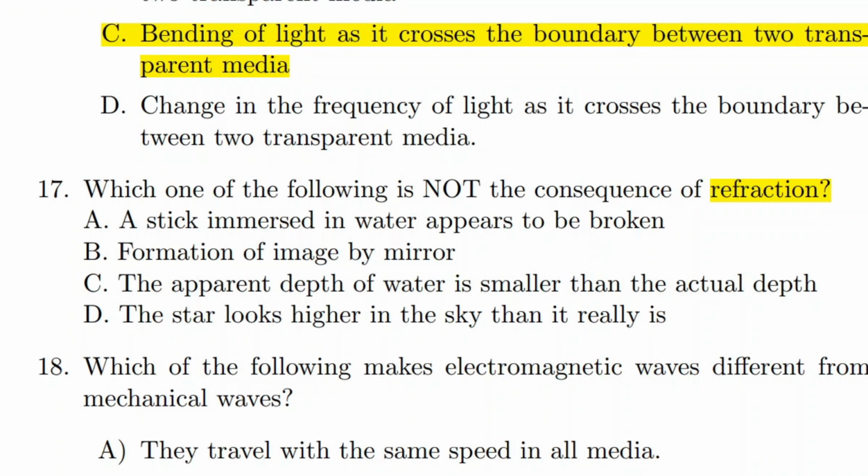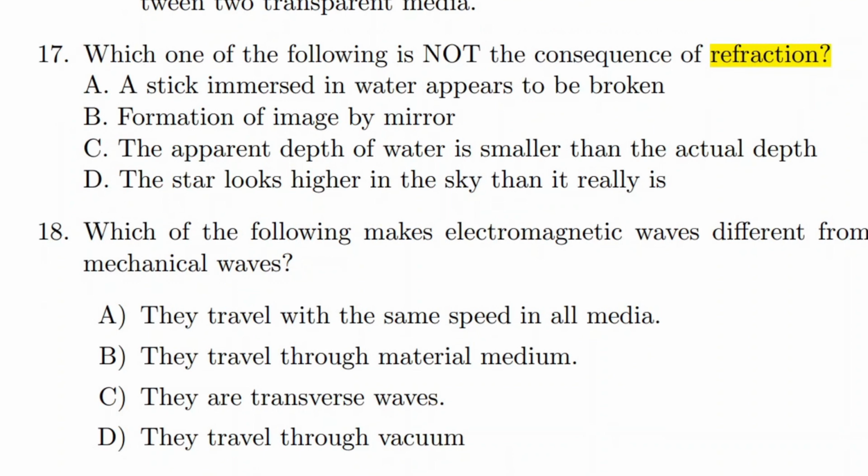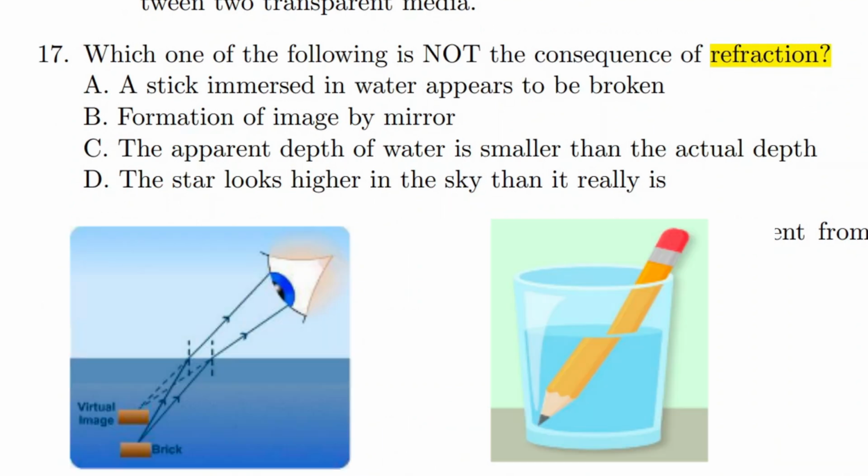Formation of image by mirror is not due to refraction, it's by the reflection of light. C says the apparent depth of water is smaller than the actual depth. If an object is under the water, it appears nearer than it actually is. This is due to the refraction of the light.